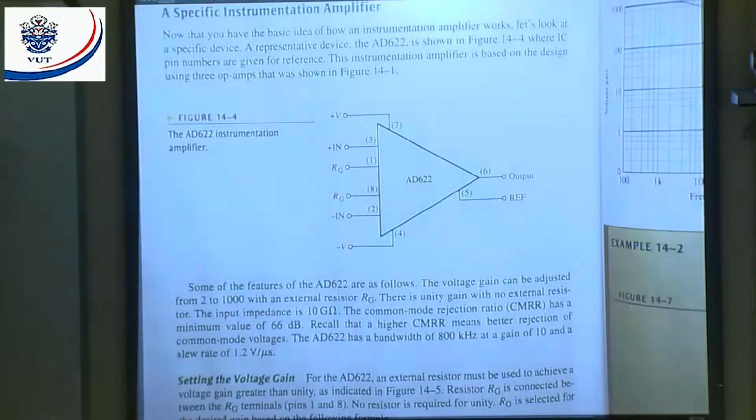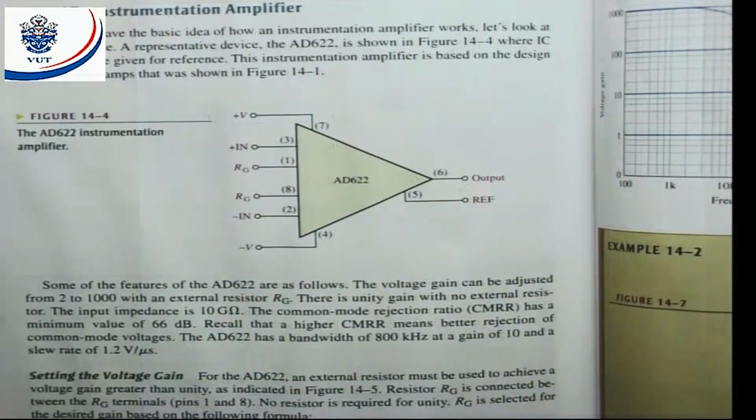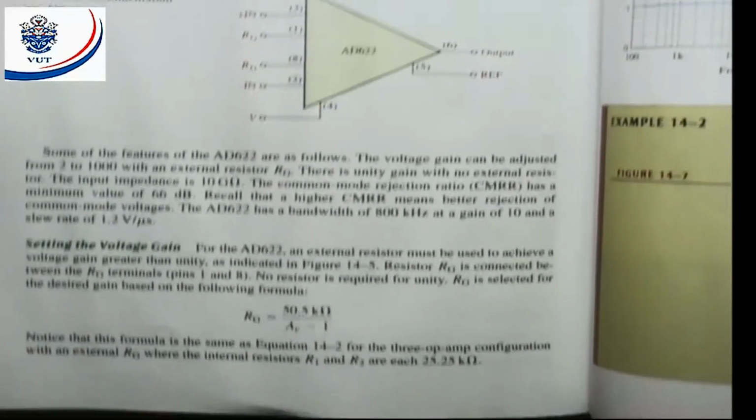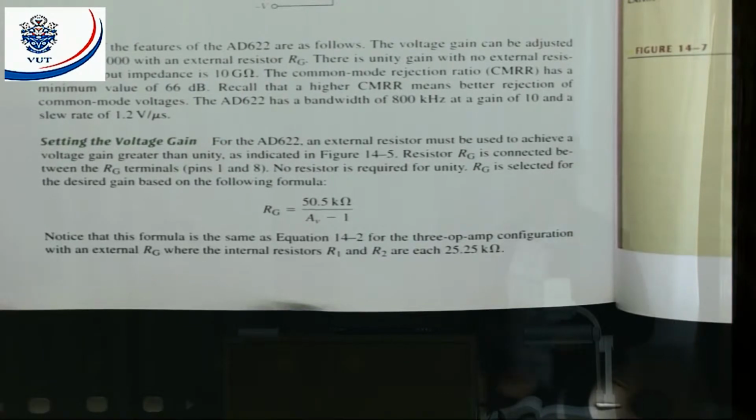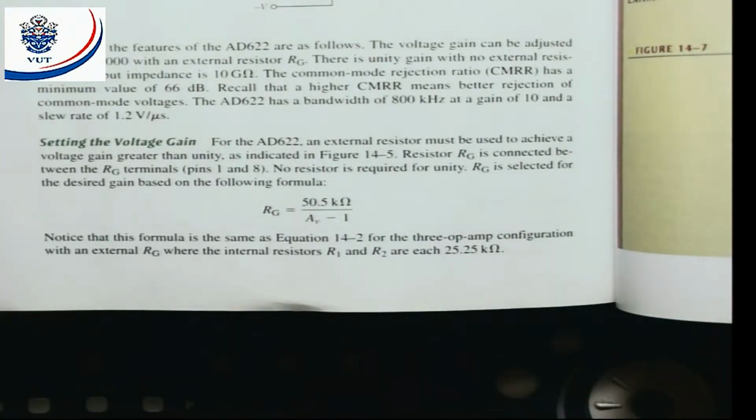Now let's quickly have a look at setting the voltage gain. They say setting the voltage gain for an AD622, an external resistor must be used to achieve voltage gain greater than unity as indicated in figure 14.5. Resistor RG is connected between RG terminals pins 1 and 8. No resistors required for unity. RG is selected for the desired gain based on the following formula.